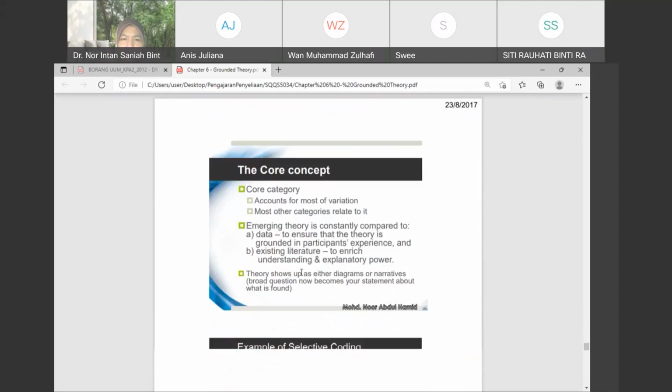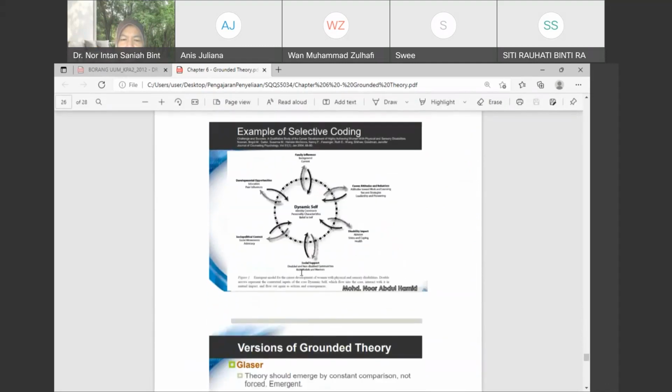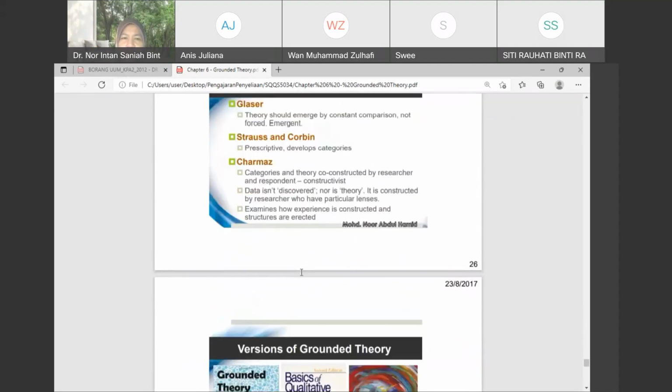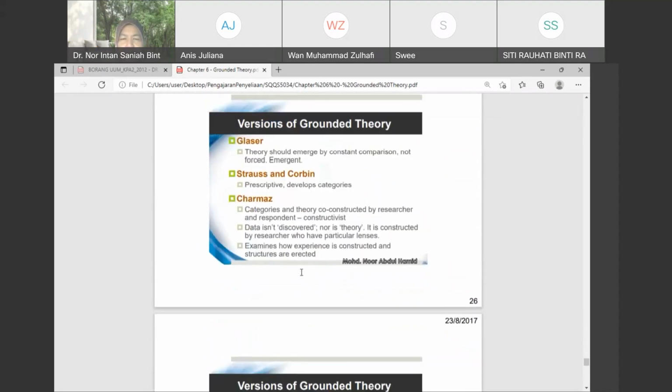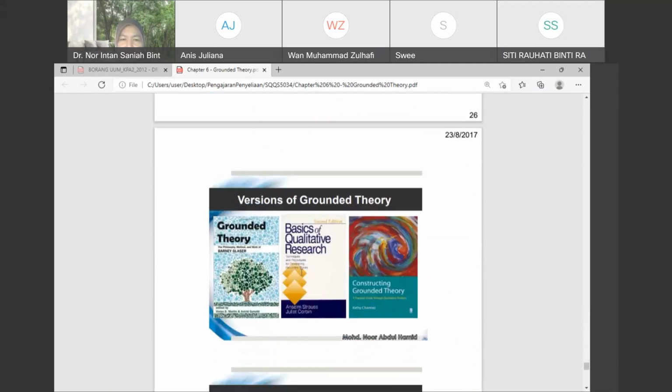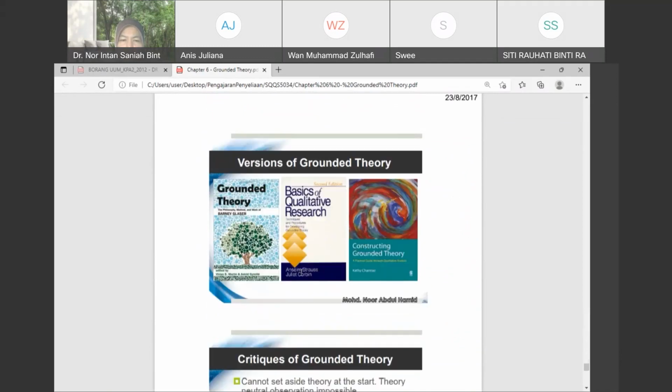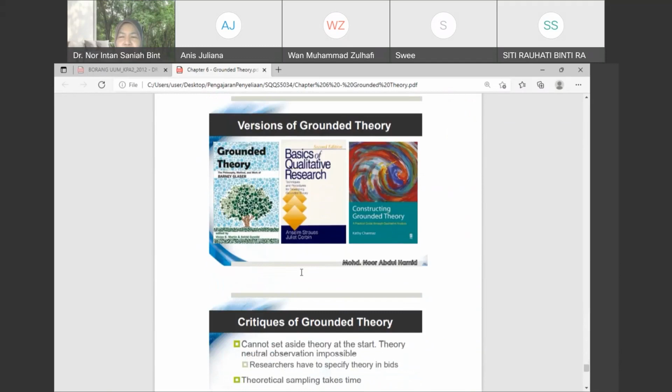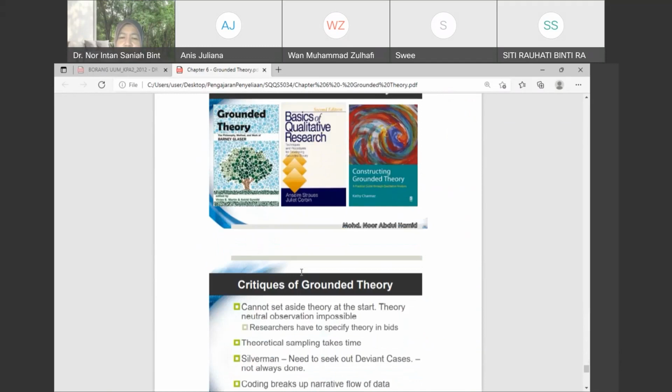Okay, then the end for this. Okay, so ini sifu dia lah. Okay, as I mentioned earlier tadi, Glaser, Strauss, Corbin, and Charmaz. Okay, this is the book dia. Book from all these scholars. Okay, as usual, everything not perfect, right? So for grounded theory, they have some we call the challenge lah.